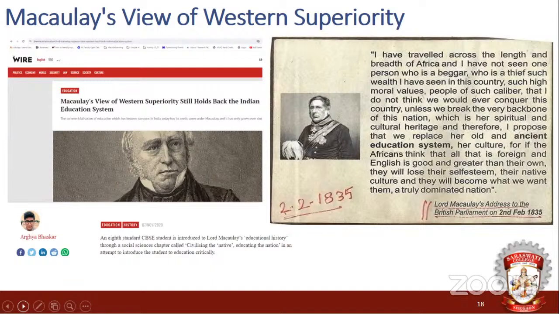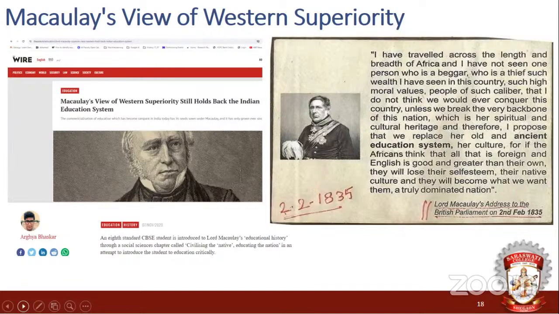Macaulay said that the country was rich in culture. It had a really good education system. They are very proud of their own education system. And until and unless we replace their education system, we cannot break down the culture of this country. We need to train them in such a way that they will feel whatever is offered in the Western world is superior to what they have.